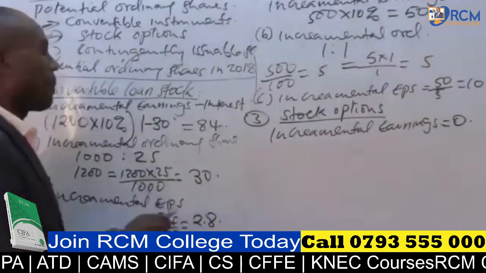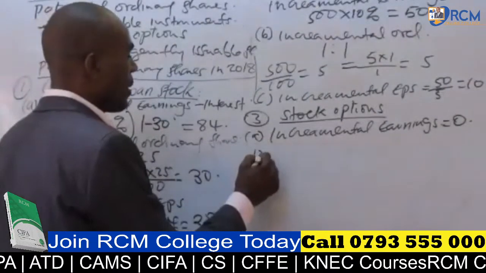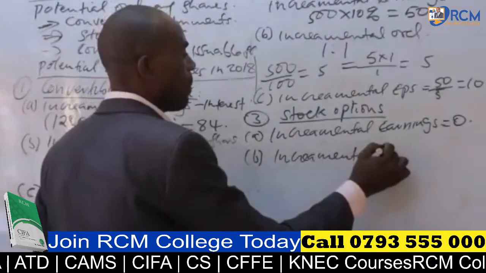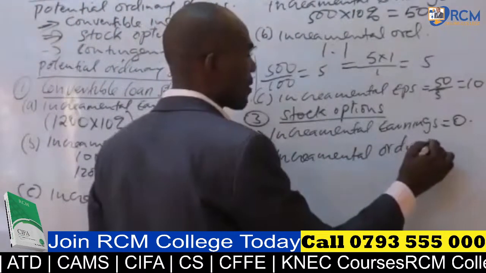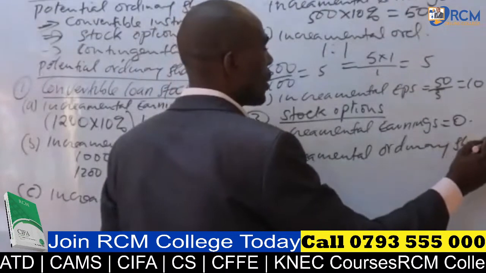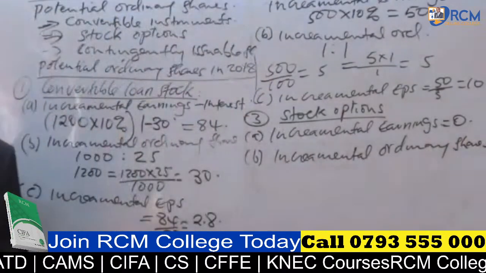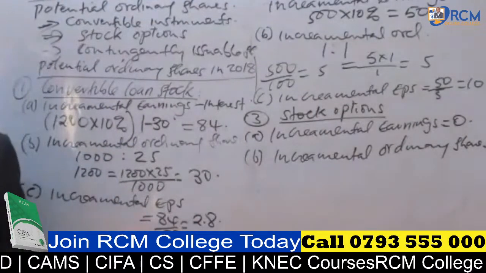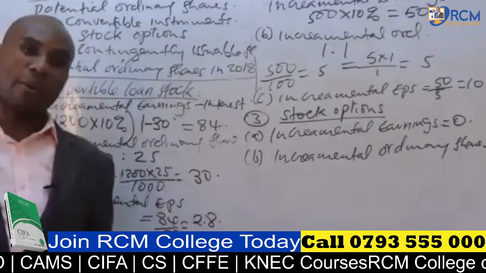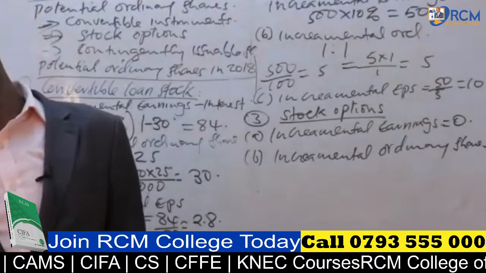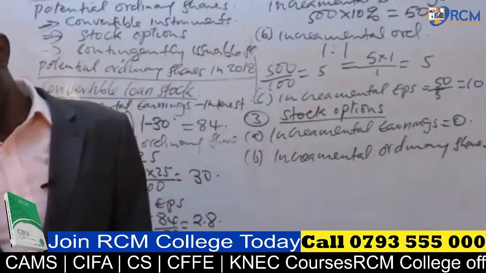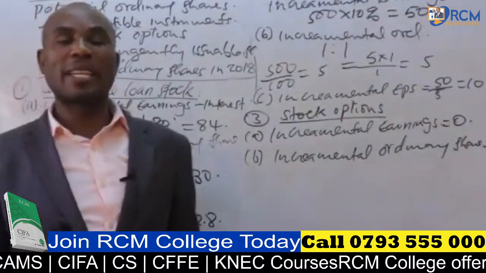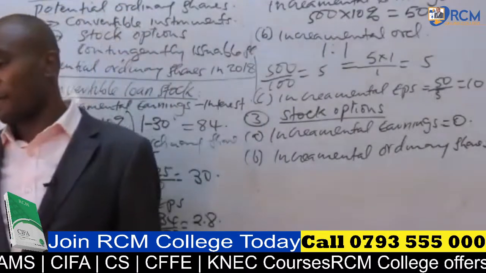Then give me number B. This is number A. Number B, incremental ordinary shares. Incremental ordinary shares on that item. I need the incremental ordinary shares. How many ordinary shares are we getting from that stock option?